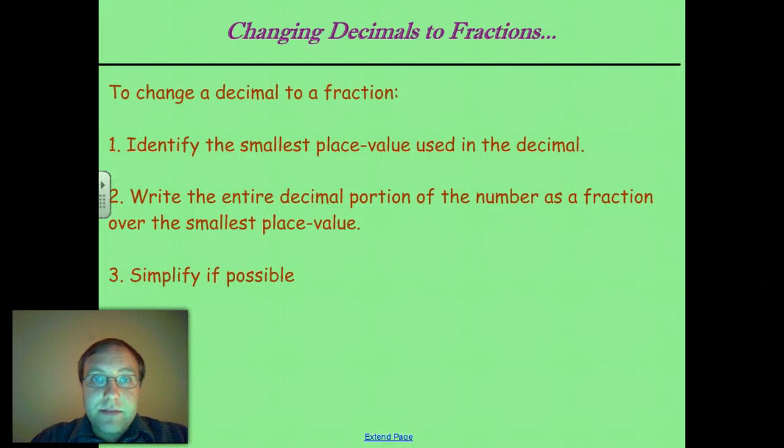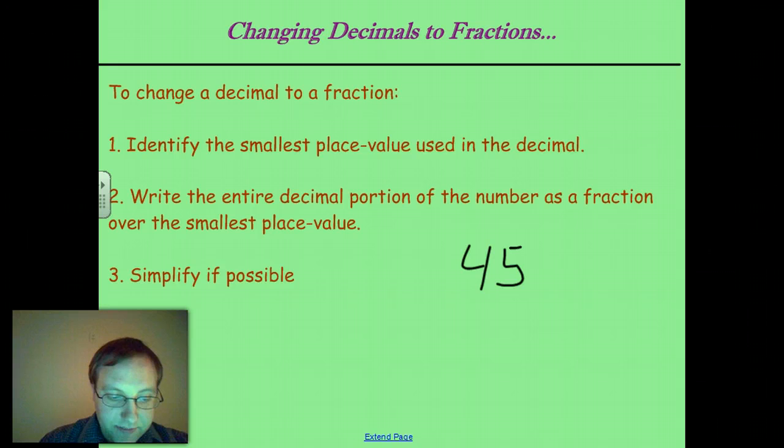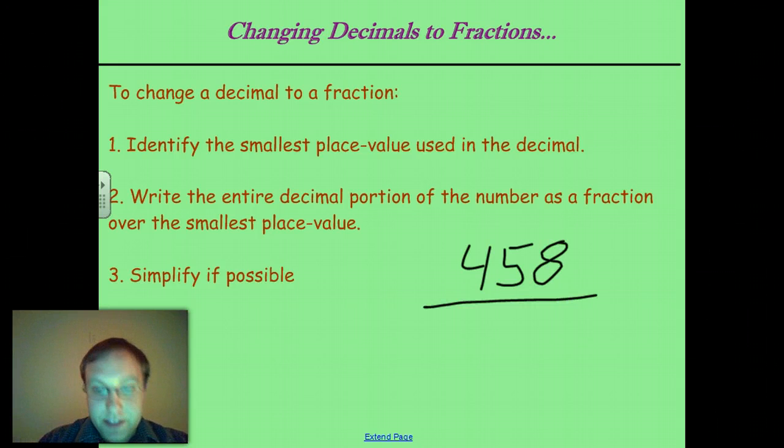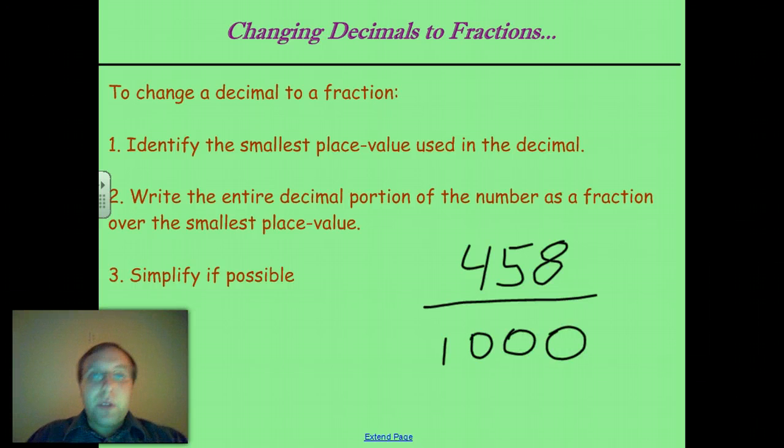So, changing decimals to fractions. This strategy that we have recognized here is identifying the smallest place value using the decimal. You write the entire decimal portion of the number, so in the case before, 458, as a fraction over the smallest place value that's used. The smallest place value that's used, the one that represents the smallest part of a number, is actually the largest number in this case, which is 1,000, because a 1,000th is a smaller value than a hundredth or a tenth.